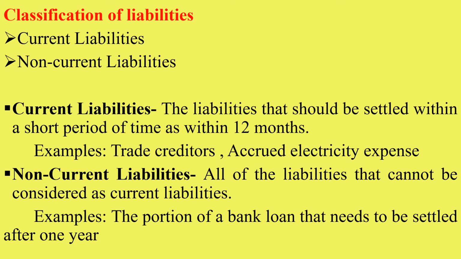And then we have non-current liabilities. Non-current liabilities means all the liabilities that cannot be considered as current. The liabilities which do not come under current liabilities. Like, suppose we are taking a bank loan. There is a portion of this bank loan that we have to settle after 1 year. Such liabilities we call non-current liabilities. So I hope you got a better understanding about liabilities.